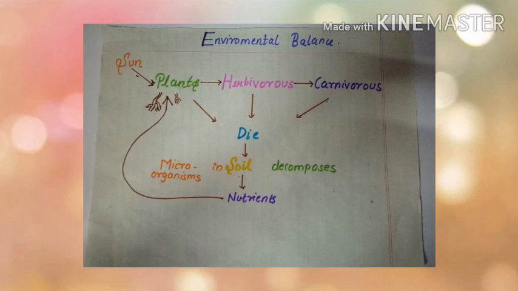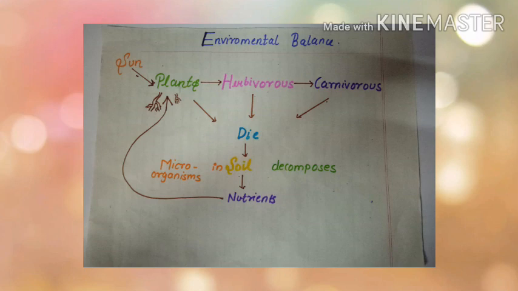Here see the chart. With the help of the sun, plants prepare their own food. Plants are eaten by herbivorous animals. Then herbivorous animals are eaten by carnivorous animals. When these herbivorous and carnivorous animals and plants die, they are buried under the soil. In the soil, microorganisms decompose them and convert them into nutrients. These nutrients are used by the plants again.